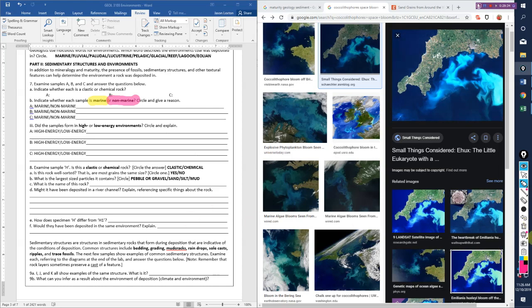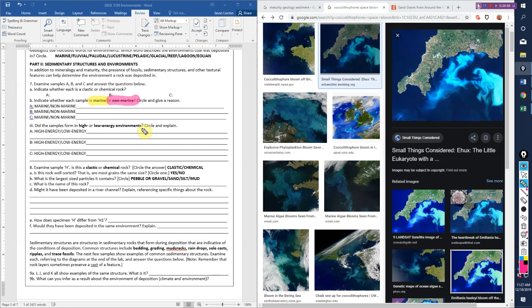The next thing we had was this idea of energy, and remember that energy is proportional to grain size. Most of you said things like, it's got small grain size, therefore it is low energy. That's fine, those were fine. But there was more to see in these samples than just that. So think about what is going to happen to the material within it.